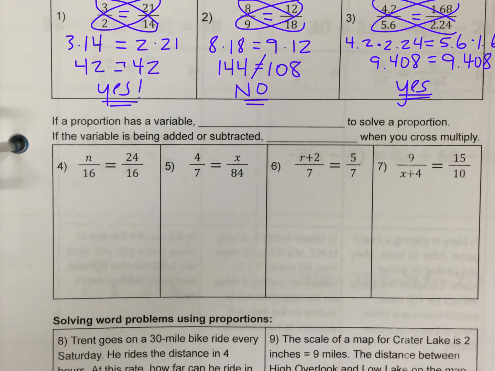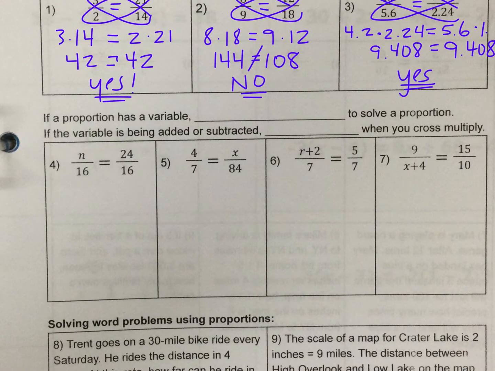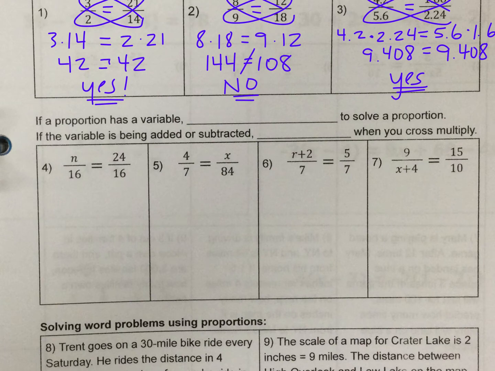Now, if a proportion has a variable, we have to cross multiply to solve the proportion. If the variable is being added or subtracted, first we have to distribute when you cross multiply. So I'm going to show you how to do these, and then you'll do a couple practices for me.